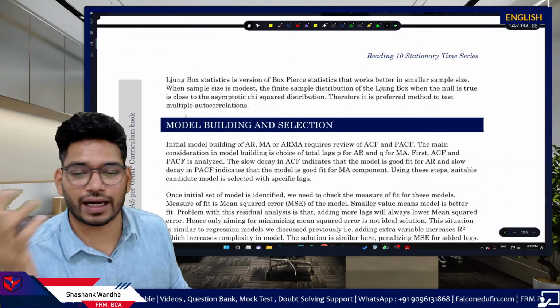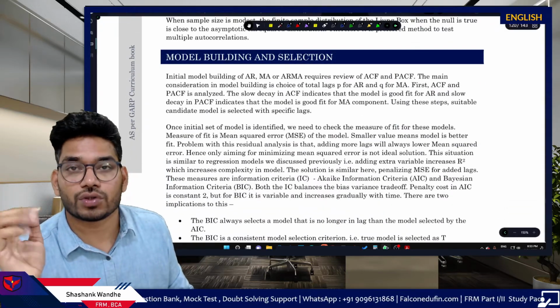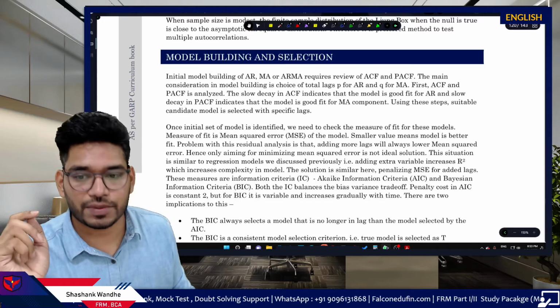So this is the joint test. Again, understand the basics of it. Don't try to remember all the formulas. If you can remember them, okay, but from the exam standpoint, it's not important.